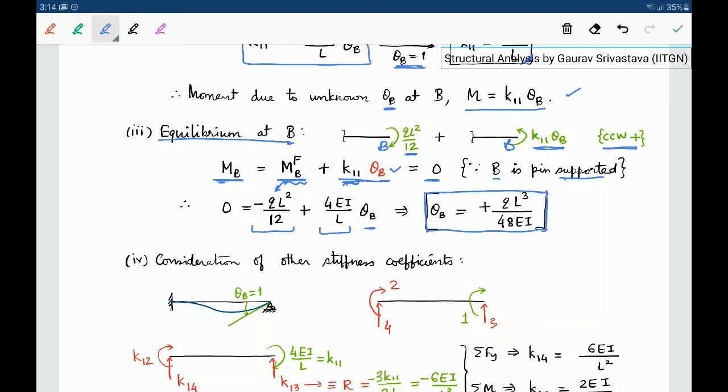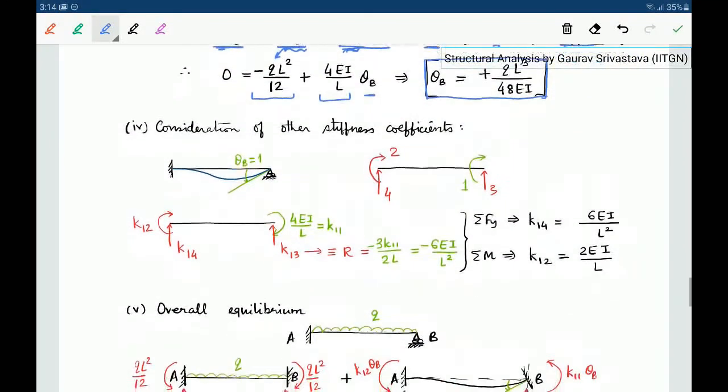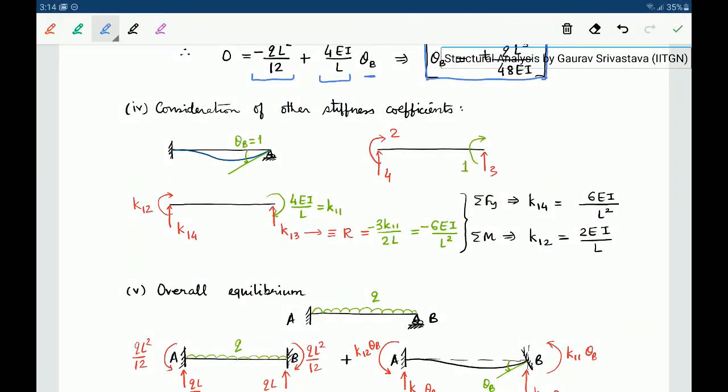Okay, and once we are able to calculate theta B, then we can calculate the other support reactions and moments for the beam. Now before we begin doing that, just a quick note on the other stiffness coefficients.